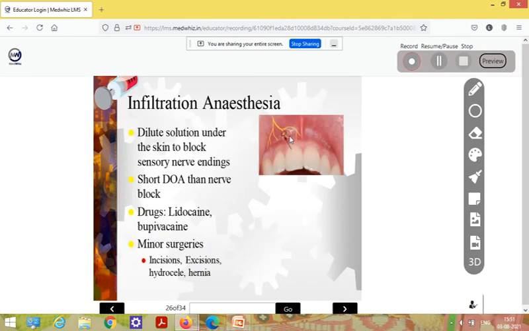Then is your infiltration anesthesia, which is usually done during dental extraction. So what we do over here is we are going to dilute the solution of the anesthesia, and we are going to just infiltrate it under the skin, so that we are going to anesthetize the whole bunch of the sensory nerve endings which are going to infiltrate that particular space. So this, when compared to your nerve block, which I'm going to talk about in my next slide, the duration of action is shorter, and for minor surgeries like your hernia surgery, hydrocele or excisions, there you could be using it. The drugs commonly used are lidocaine and bupivacaine.